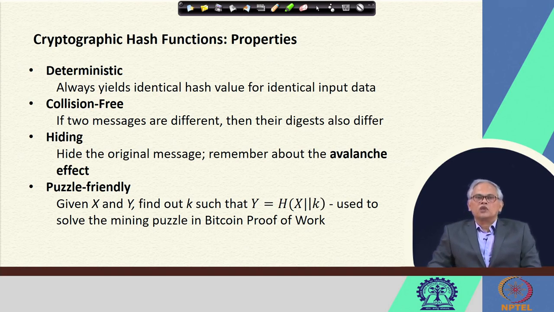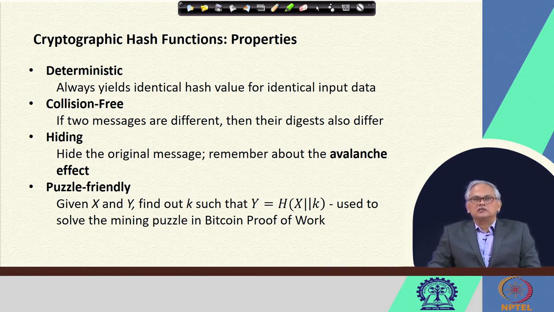The second property is what is called collision free. This is an important property of cryptographic hash functions. It means that if there are two different messages, then their digests also should be different. That is, if I have a message m1 and another message m2, then the digest of m1, h of m1, should not be the same as the digest of m2, h of m2.